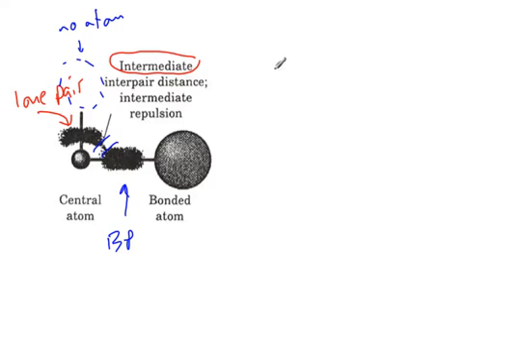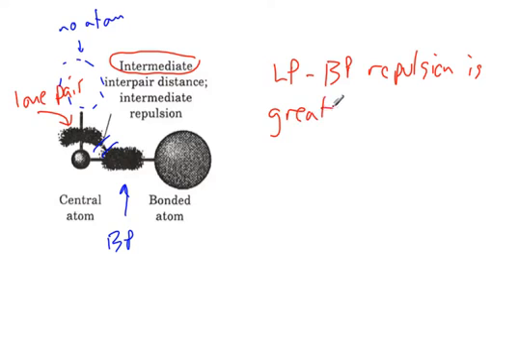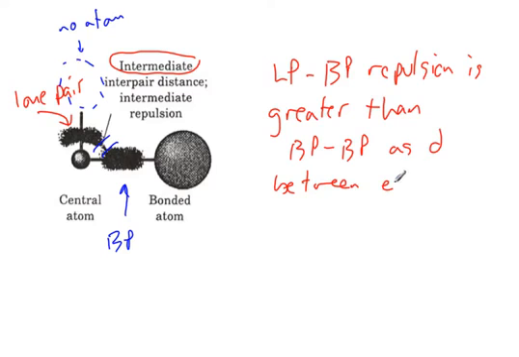So the lone pair, bond pair repulsion is going to be larger than bond pair repulsion, because the distance is decreased. The distance between the electron domains is less, and that increases repulsion. So again, back to Coulomb's law. If we decrease the distance between those repulsive electrons, the force of repulsion will be larger.